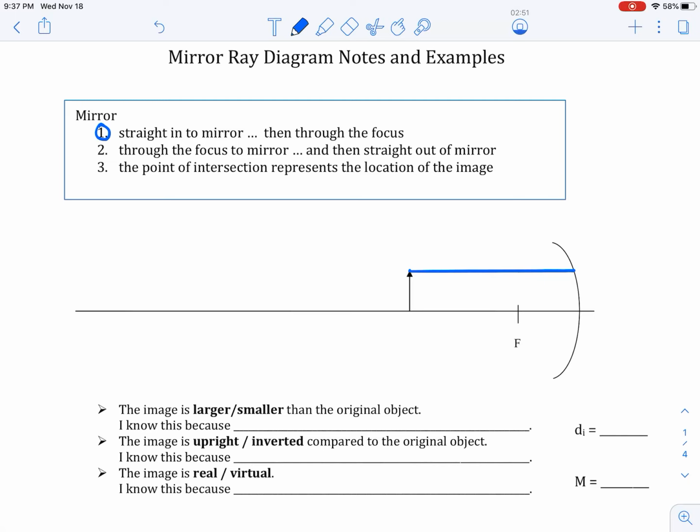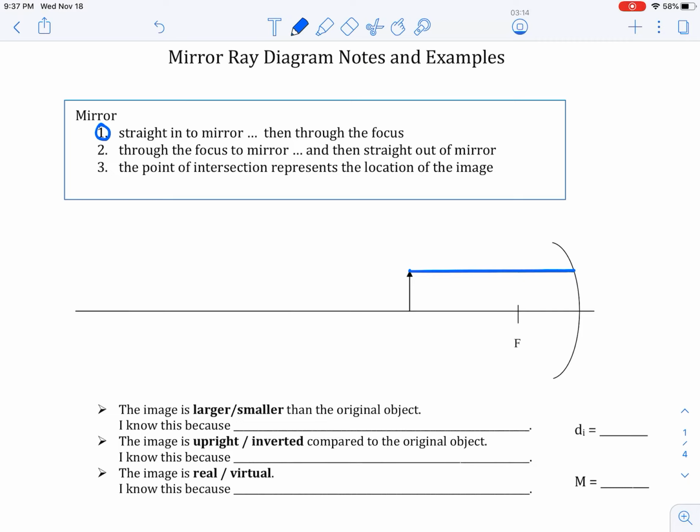If you'll notice, step number one says then. So we have two parts for this first beam of light. It's going to go straight into the mirror, and then because this is a mirror, it is going to bounce off. So we need to draw how the light bounces back to the left side of our drawing. It says that it's going to pass through the focus.